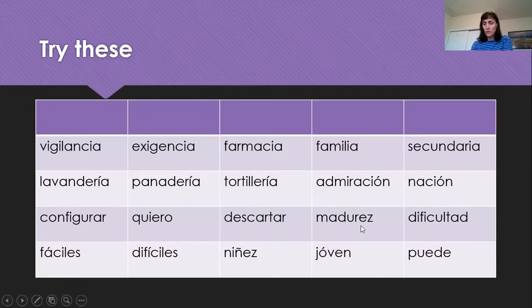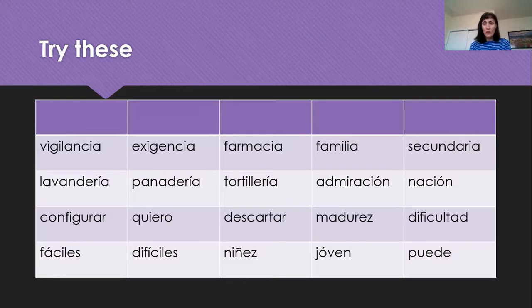The Z, we're going to emphasize the last syllable, madurez. The D is a consonant other than N or S, we're going to emphasize the last syllable, dificultad. And down here, we're going to put it where the accent mark is written in. Fáciles, difíciles. Niñez, that's on the last syllable because it ends in a consonant other than N or S. Joven, it's written in. Puede, the U and the E make one sound, and it's the second to last syllable.